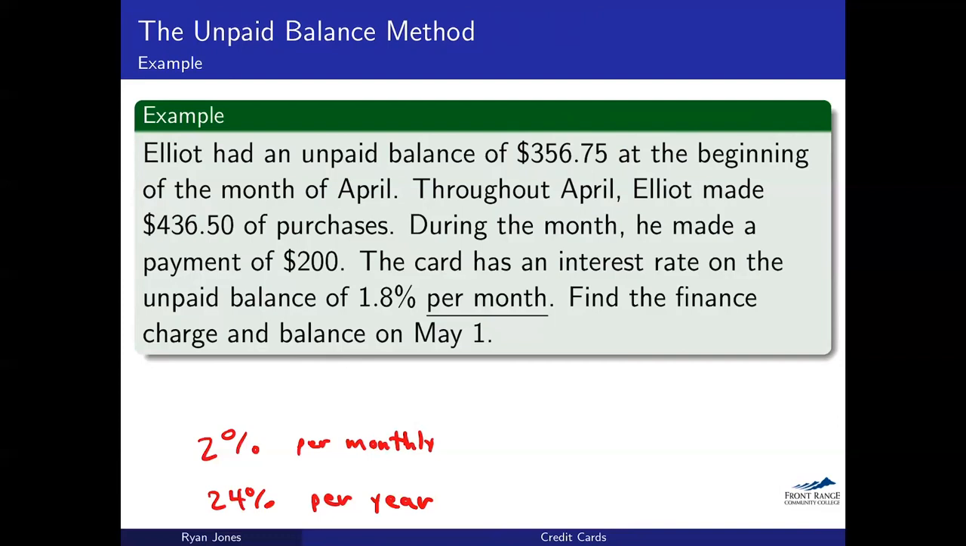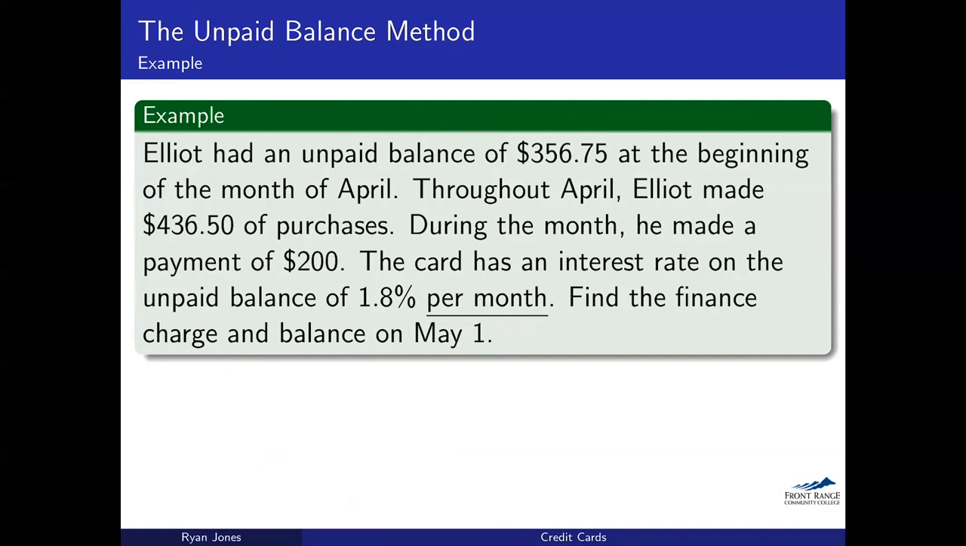2% is really low. But if it's every month, that stacks up a lot over the course of a year. So be very careful about that with credit cards. Almost all of the time, credit card interest rates are in units of per month. So be careful on that.